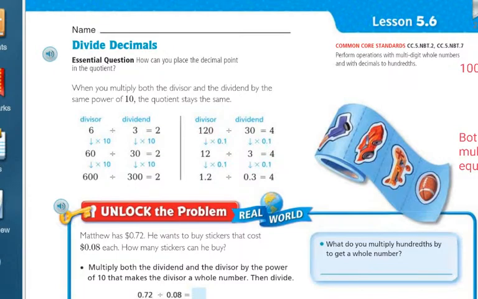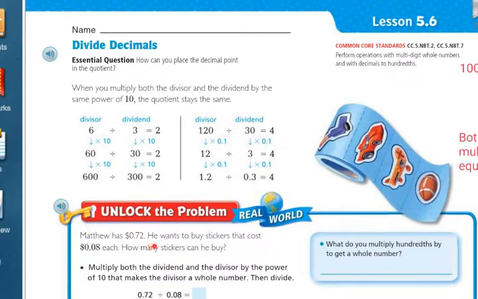If I have 120 divided by 30, and I multiply 120 by 1/10 and 30 by 1/10, I get 12 divided by 3. My answer is still 4. If I multiply 12 by 1/10 and 3 by 1/10, I get 1 and 2/10 divided by 3/10, but my answer still remains 4. So let's unlock the problem.